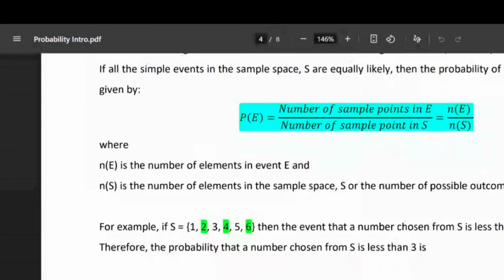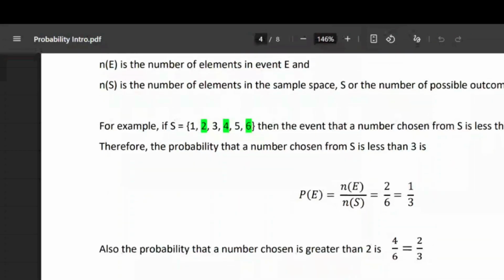For example, if S, the sample space, is 1, 2, 3, 4, 5, 6, then the event that a number chosen from S is less than 3: how many numbers are less than 3 from this set? We have 1 and 2 that are less than 3. So therefore, the probability that a number chosen from S is less than 3 is 2 numbers less than 3 over 6 numbers. And that gives you 1 over 3 or 0.33333 recurring.